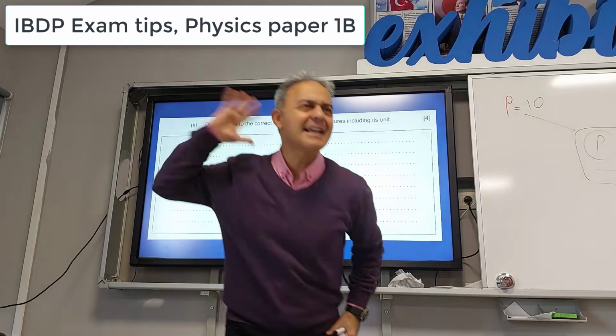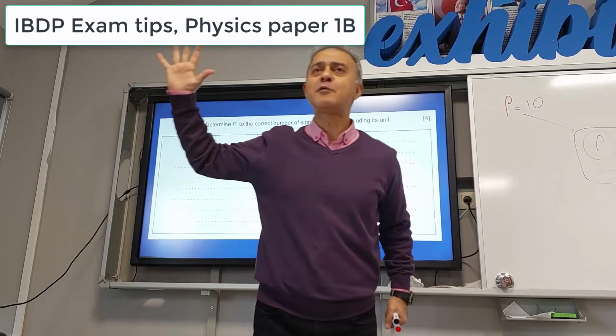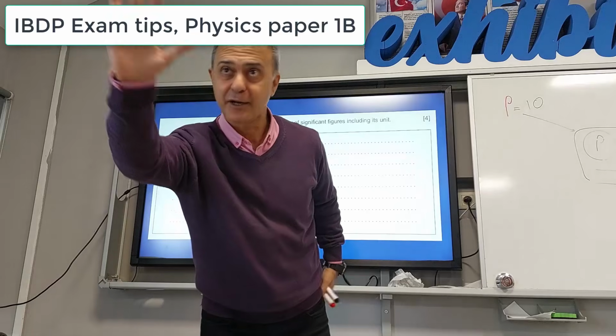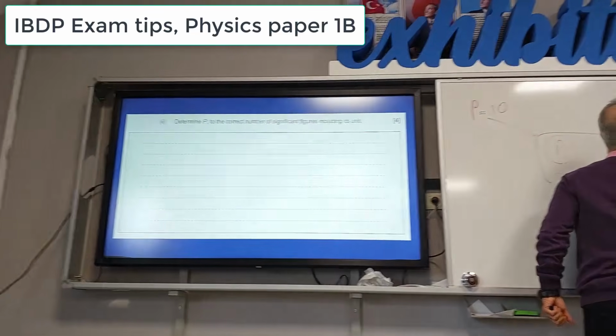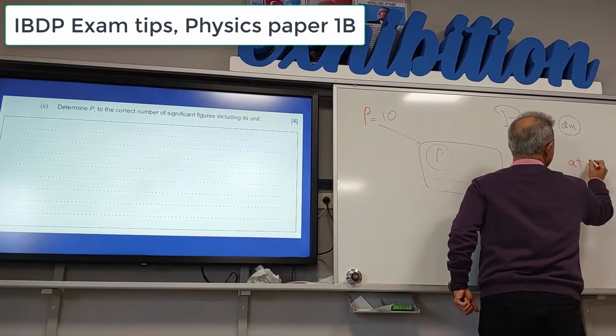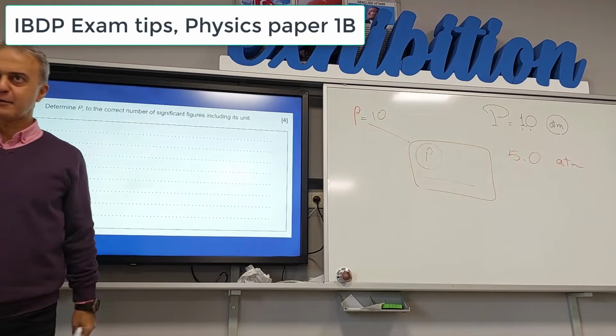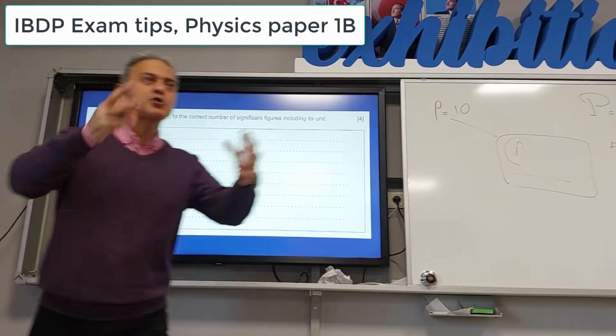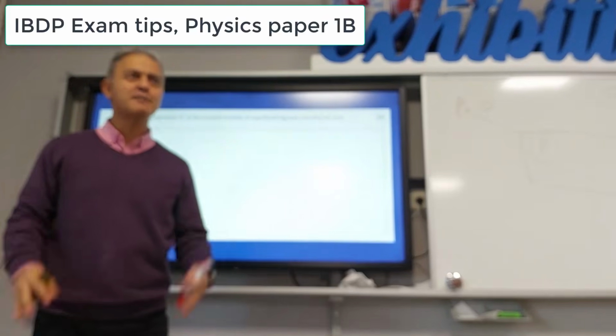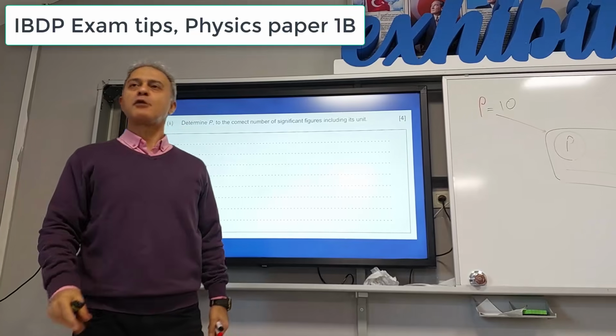I don't know anything about physics. I think that the atmospheric pressure is 5 atmosphere. Write 5.0 atmosphere. You will get 2 marks. 5 atmosphere, it will crush you. This is a very high atmospheric pressure, but it's correct.